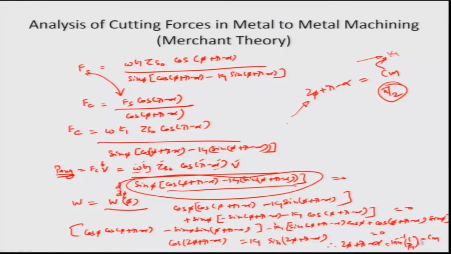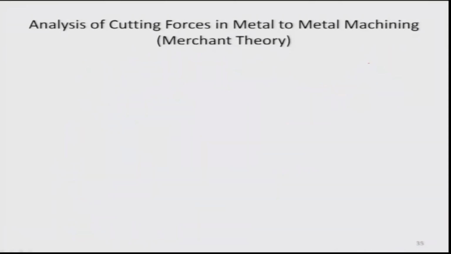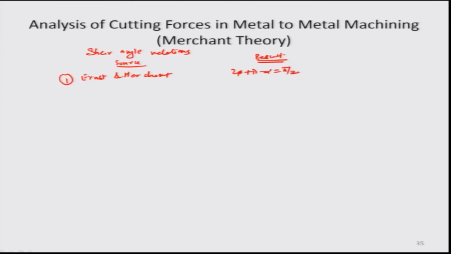In fact, there are many other theories proposed by different people, and I am not going to get into the derivation of all those anymore, but just write down some of the different results that have been obtained by various sources. So, I call this shear angle relations. The first theory of course is the one which is proposed by Ernst and Merchant. You derived this, which indicates the following optimized condition: 2 phi plus lambda minus alpha equal to pi by 2.